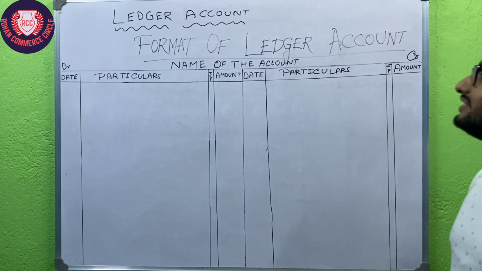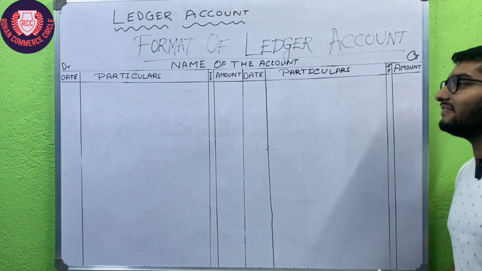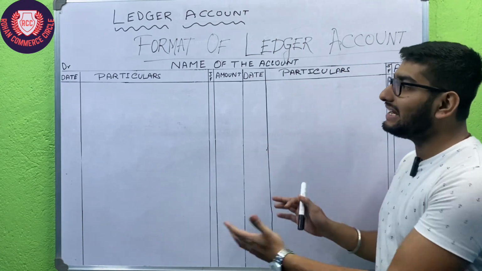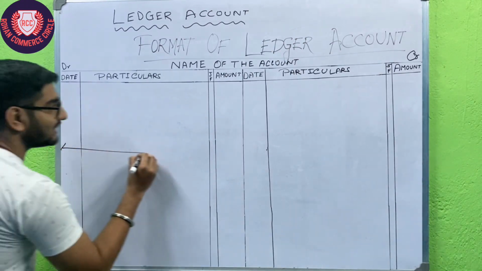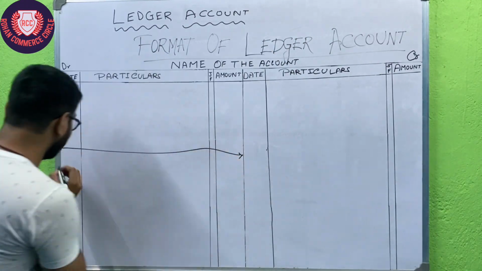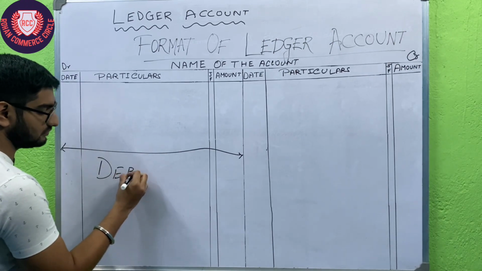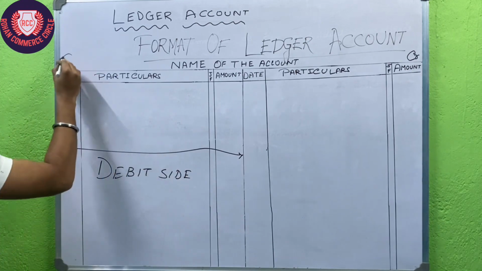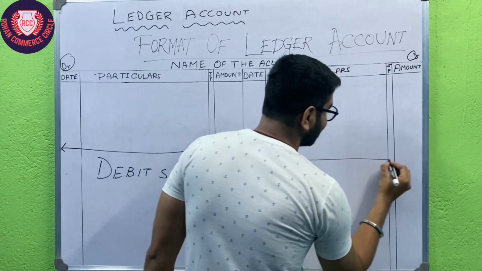Okay, so now we will be coming to the format of the ledger account, students. So what is the format? There are two sides in the ledger, okay? One is the debit side and another one is the credit side. So this part is the debit side. Up to this is the debit side, okay? We are writing debit over here, and this part is the credit side.